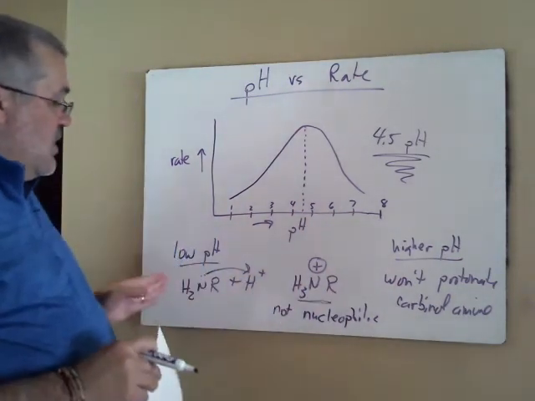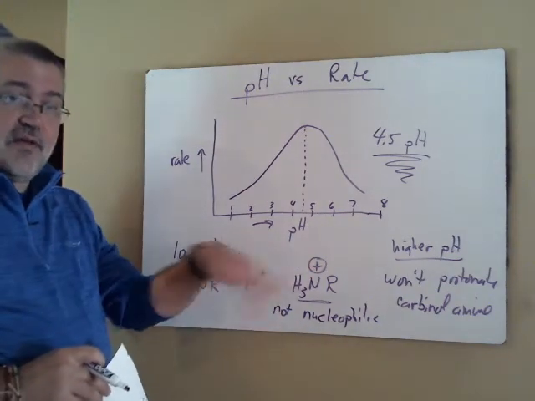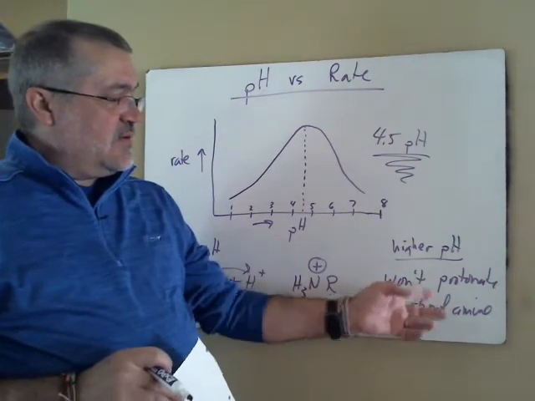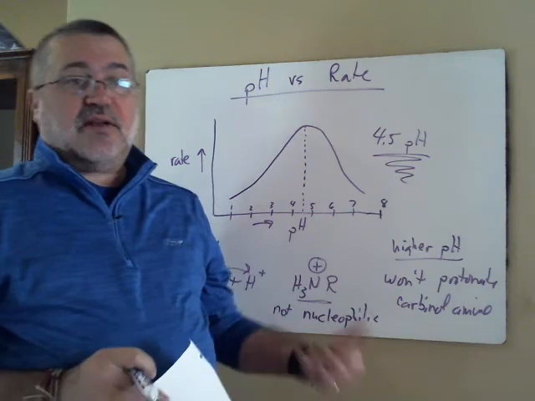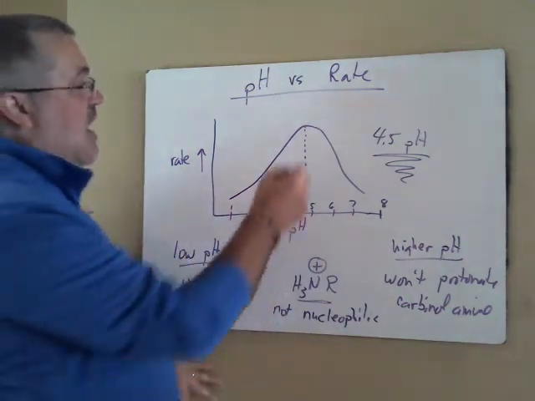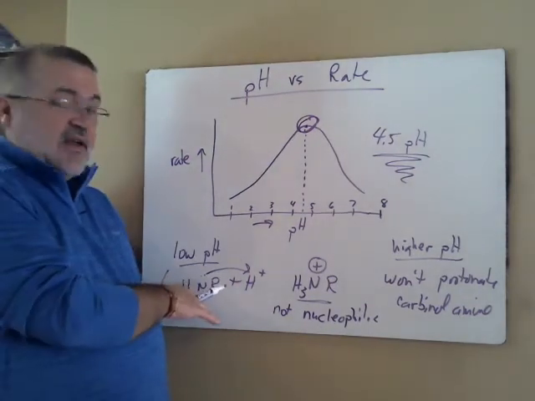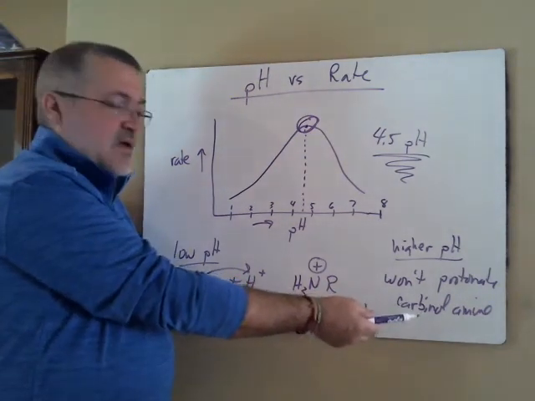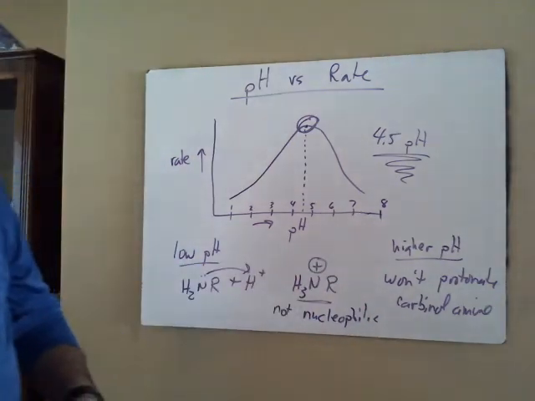Okay, so pH too low, too acidic, you protonate the nucleophile, it's not nucleophilic anymore. At the higher end of the acidic scale, it's not acidic enough to protonate your carbinolamine, so you can't expel water. So the ideal pH is right here at about 4.5. It's not acidic enough to protonate the nucleophile, but it is acidic enough to protonate the OH in the carbinolamine and allow the reaction to proceed.